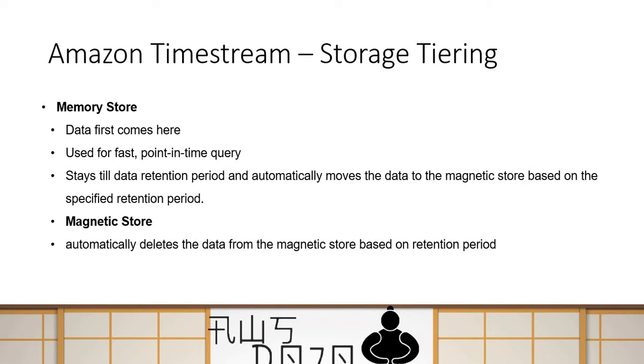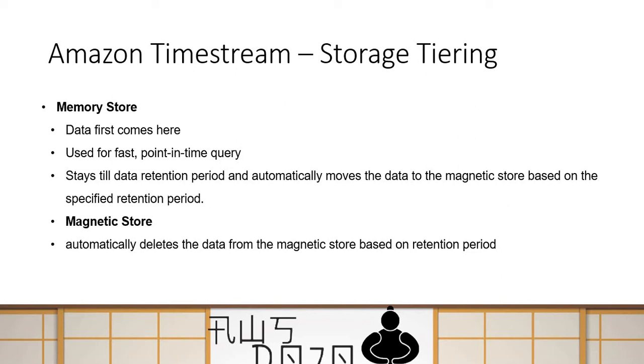So data comes to the memory store, and it remains in the memory store for a certain period of time. During that period of time, you can run your queries and reporting on the data, and since it is in memory, it is very fast. And then after that, the data moves to the magnetic store, which is a low-cost storage, and it remains in magnetic storage till the retention period, and after that, the data gets deleted.